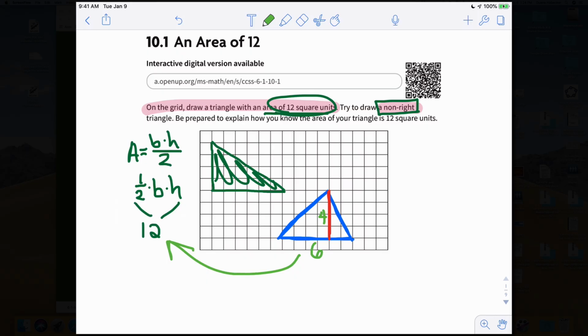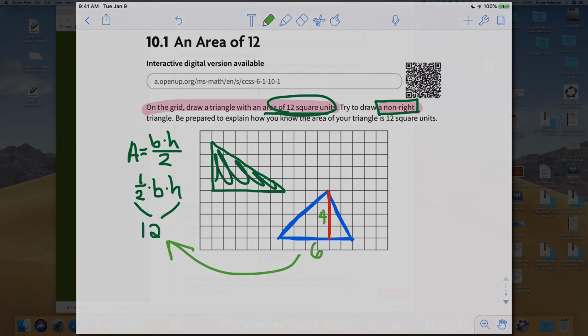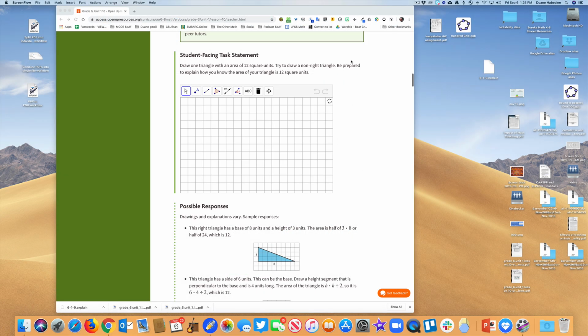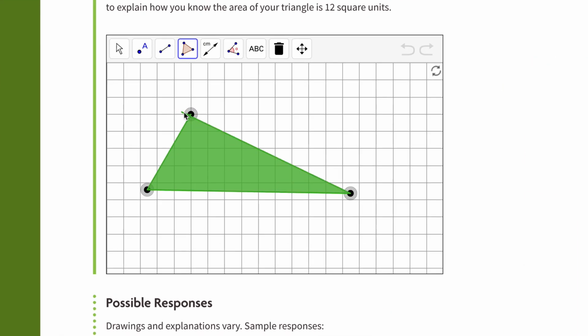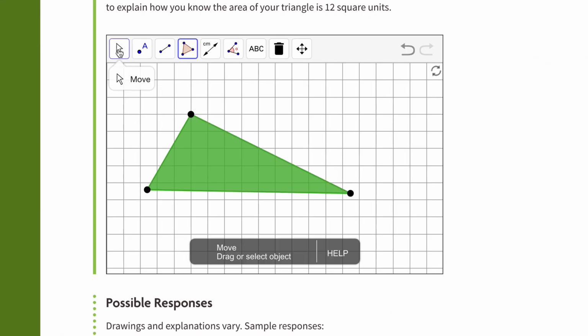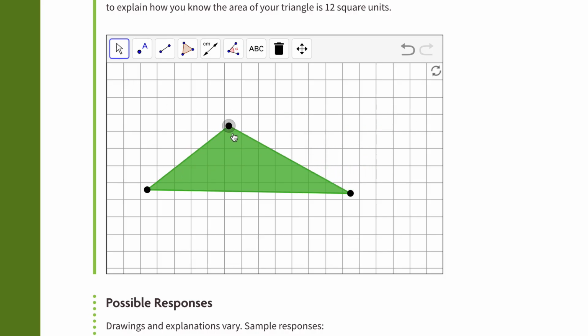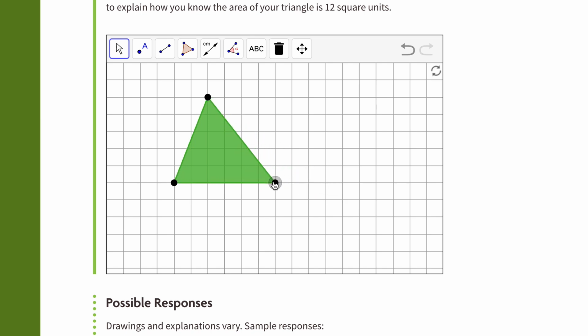Now, we could have used the interactive version. So let's take a look at that interactive version. Over here, it's a GeoGebra applet. And the idea is we can create a triangle. Here it is. I'm going to click, click, click, and finish it off by clicking. So there we go. We have a triangle, and I can move it around if I choose. And it kind of snaps into place on the grid.